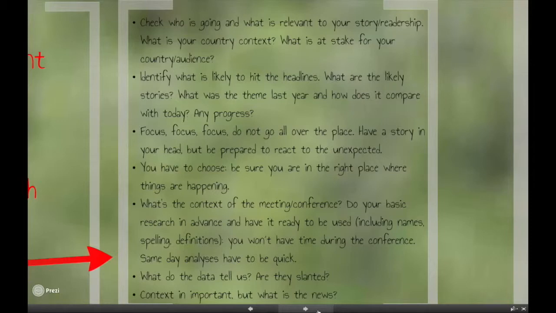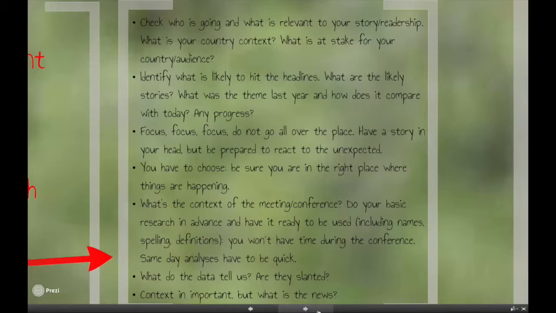Focus, that's a very important thing when covering a conference. Conferences include hundreds of issues, I would say hundreds and thousands of sources of information. So you have to know what you have to prepare in advance, and you have to know what you are looking for, and also be prepared to react to the unexpected. So you have to have a story in your head, but you have to be flexible enough to react to unexpected things. And also be sure that you are in the right place where things are happening.